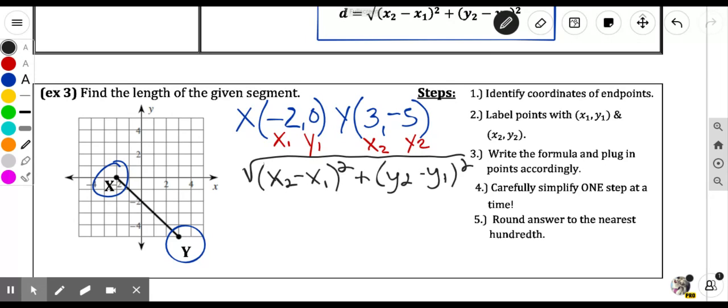Okay, so here we go. I'm going to plug in. First is x2, so notice 3 is my x2. So I always draw my big square root symbol. So it's going to be 3 minus, and then my x1 is -2.